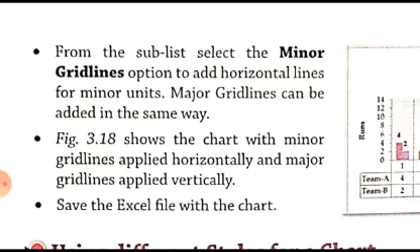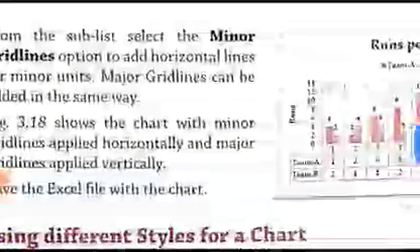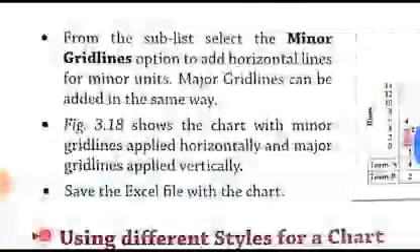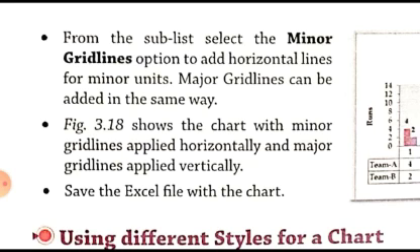Now this is figure 3.1 which I have shown you. It shows the chart with minor grid lines applied horizontally. What we have done is apply the minor grid lines horizontally for the values on the vertical axis, and we have applied the major grid lines vertically for the values on the horizontal axis. Is it clear to all of you?